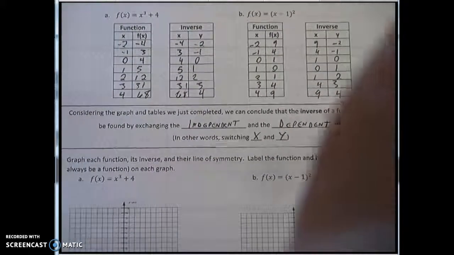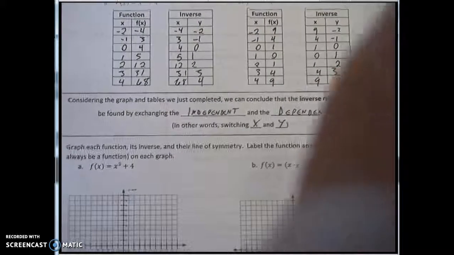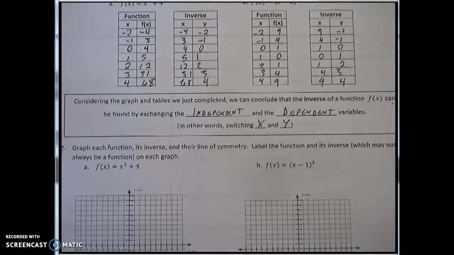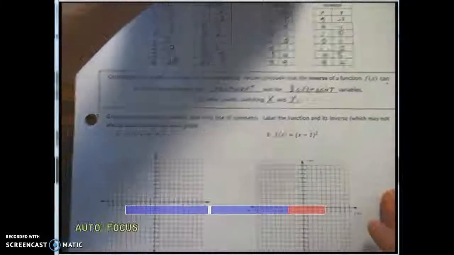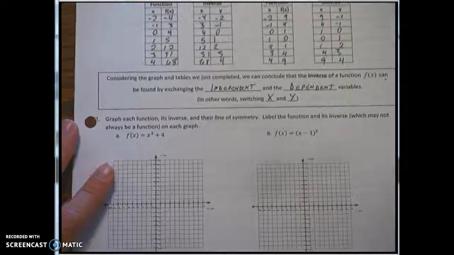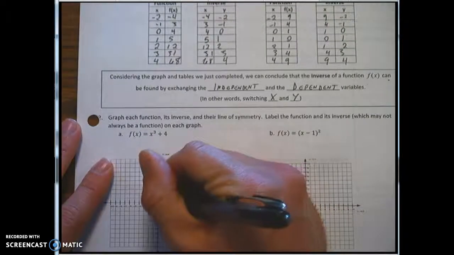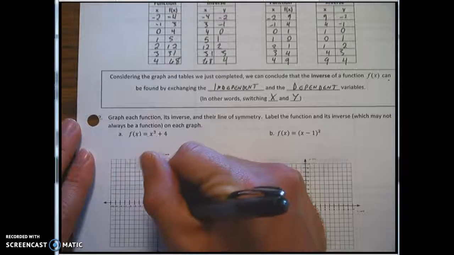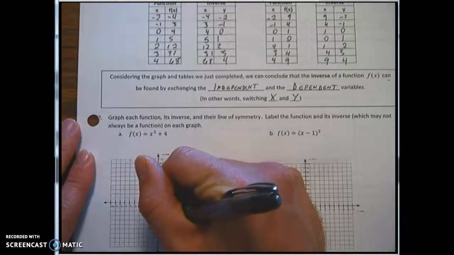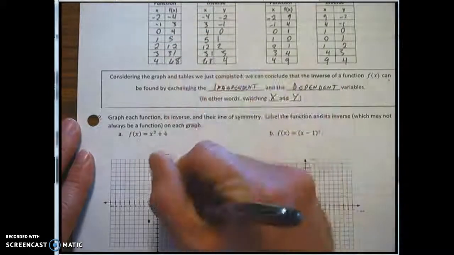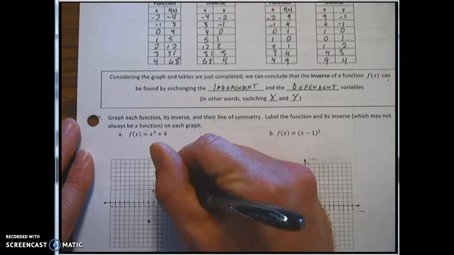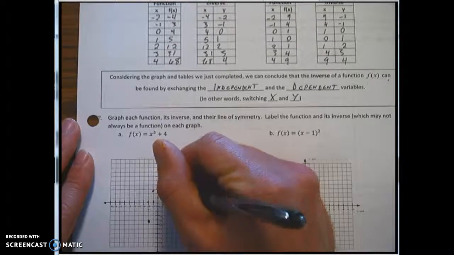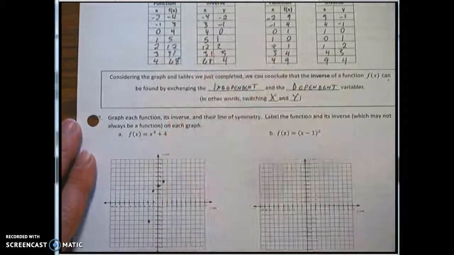So what I'm going to do is use this table of values I've just created to graph the original function and the inverse and the line of symmetry, which we haven't talked about yet. Let me zoom out a little bit so you can see the table and the graph here. I'm going to plot the point -2, -4, and the point -1, 3, 0, 4, 1, 5, and the rest of these points won't fit on the graph.